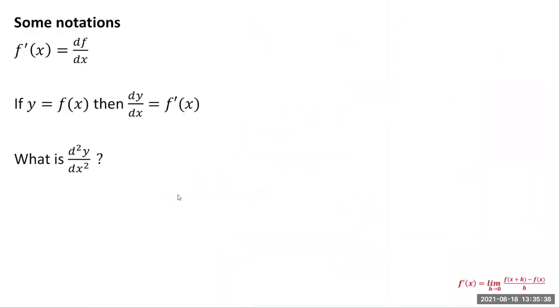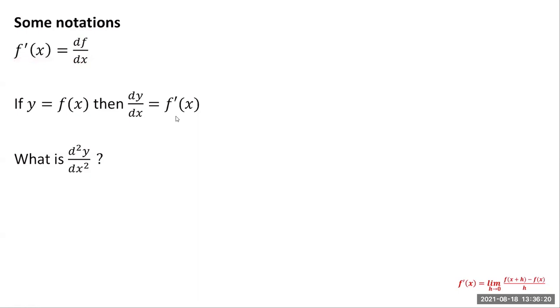Okay, let's move on. Next, I want to introduce some notations. Sometimes to denote f prime of x, remember f prime of x is the slope function or the derivative of f of x. The derivative of f of x is denoted by f prime of x. We also use another notation to denote the same thing: the derivative of f of x is denoted by either f prime of x or df over dx. This notation is also used to denote the same thing, the derivative of f of x.